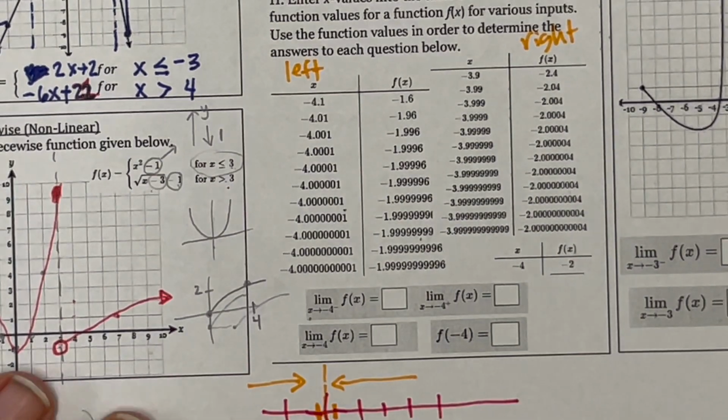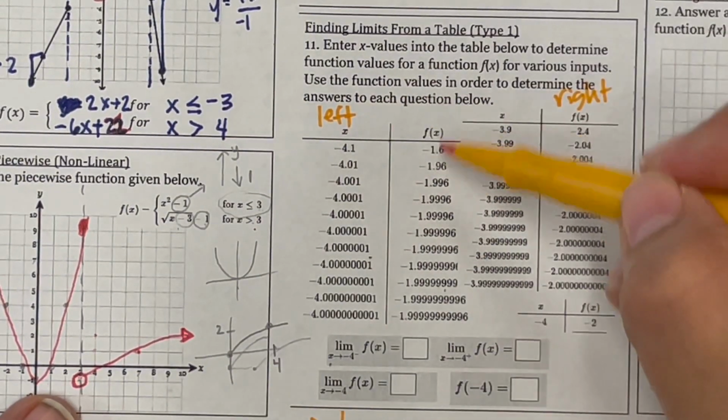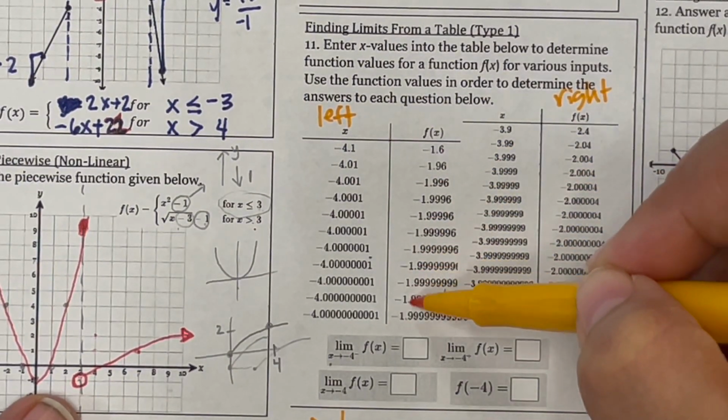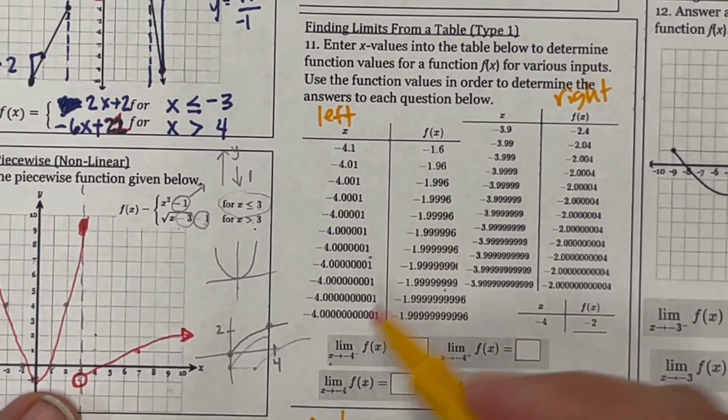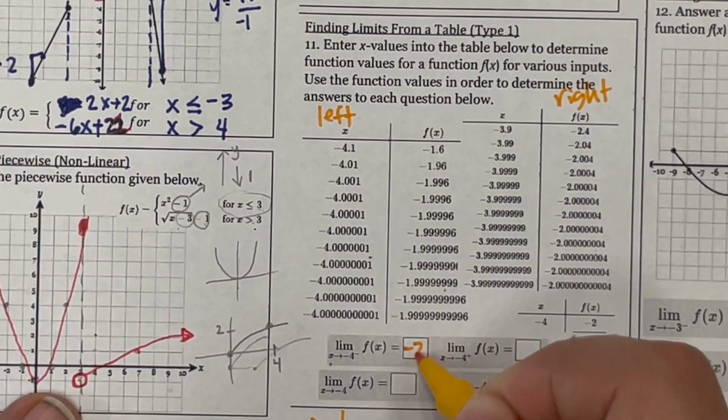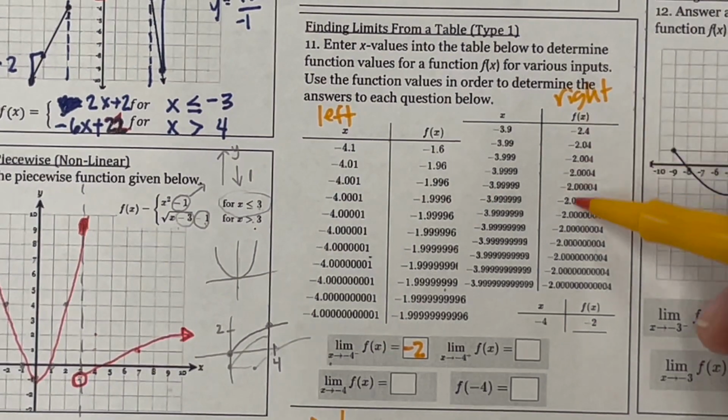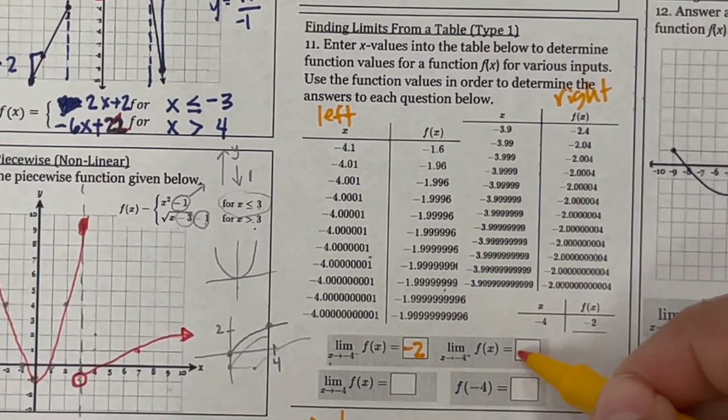Okay, let's see what's happening to my y value. As I come from the left, y is getting close to what number? To -2. So from the left, it's getting close to -2. From the right, it's also getting close to -2.